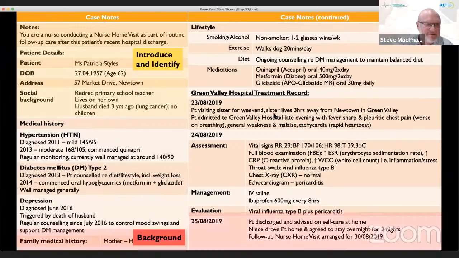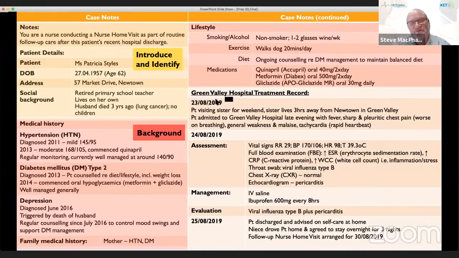Okay, so that's the B for background. Now we've got the Green Valley Hospital treatment record. This is related to the recent hospital admission. On the 21st of August, our first date, she went to hospital. She was visiting her sister, who lives nearby. She was admitted with fever, sharp and pleuritic chest pain, worse on breathing, general weakness and malaise, tachycardia. So that was her symptoms on admission. Okay, so that's what happened.